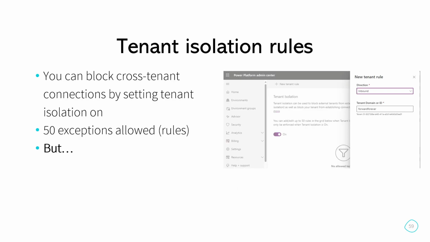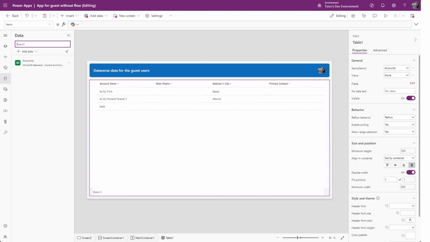But there's always a but. And this one is related to the guest user, because I have done quite many apps that use Dataverse and are used by guest users. And this tenant isolation is a little bit problematic with those. Here I have my beautiful canvas app, and I'm reading accounts. I'm showing accounts here in my grid.